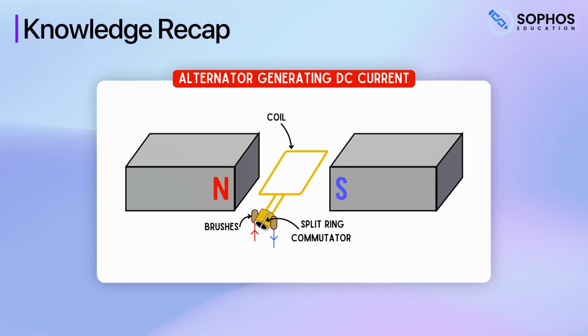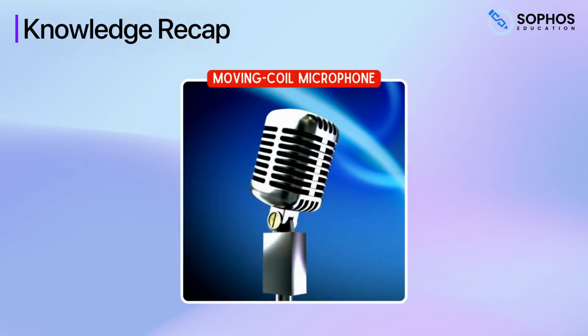So far, we have explored how the generator effect is employed in alternators to generate DC current. Building on this understanding of the generator effect, we can now delve into how a moving coil microphone operates. This lesson will enhance our comprehension of converting mechanical vibrations into electrical signals, furthering our grasp of the applications of magnetism and electromagnetism in everyday devices. Let's get started.